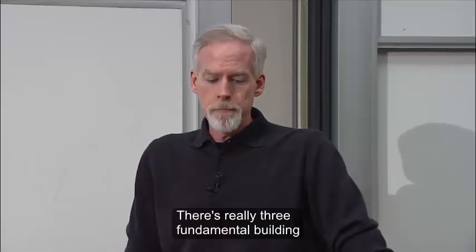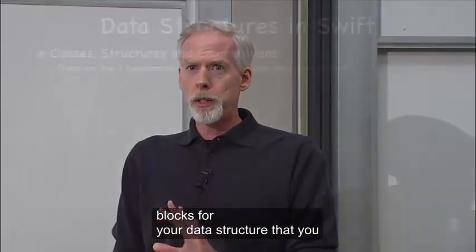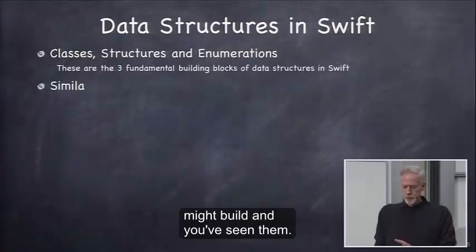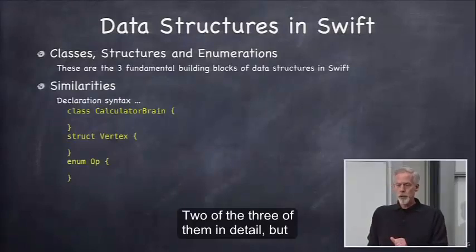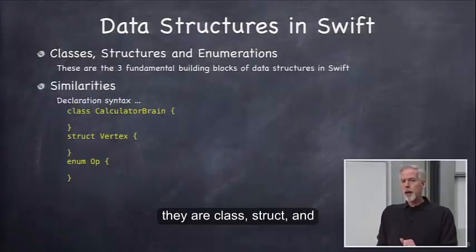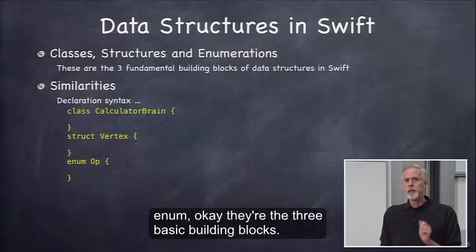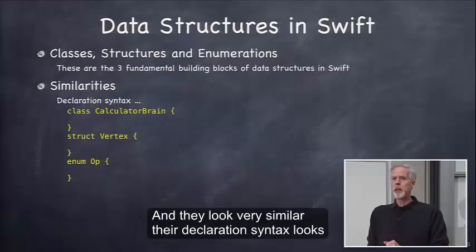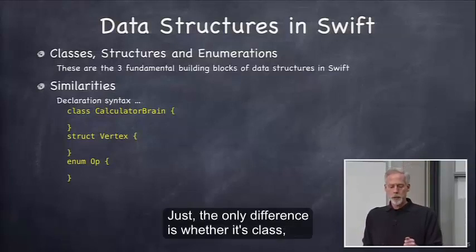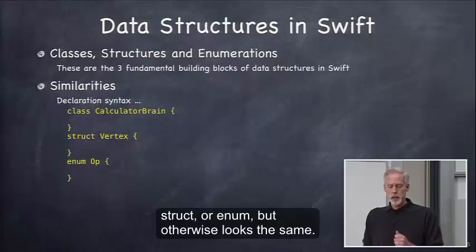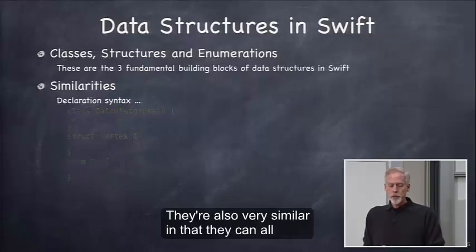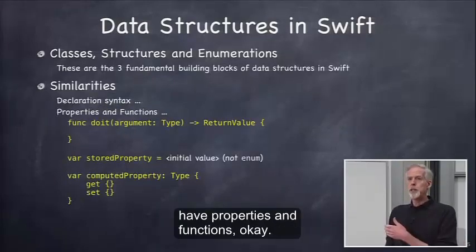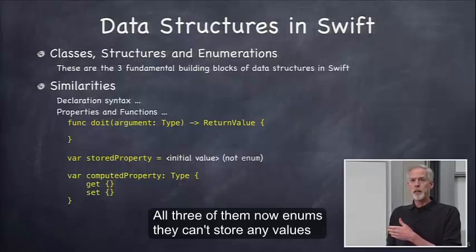There's really three fundamental building blocks for your data structures that you might build, and you've seen two of the three of them in detail, but they are class, struct, and enum. They're the three basic building blocks. And they look very similar. Their declaration syntax looks very similar, right? The only difference is whether it's class, struct, or enum, but otherwise it looks the same. They're also very similar in that they can all have properties and functions. All three of them.